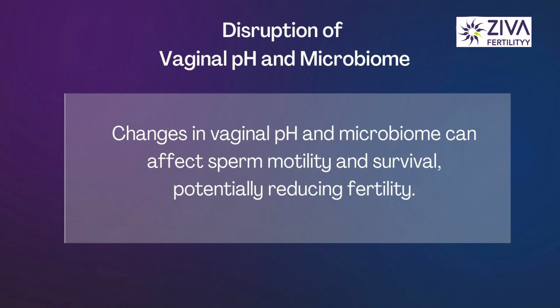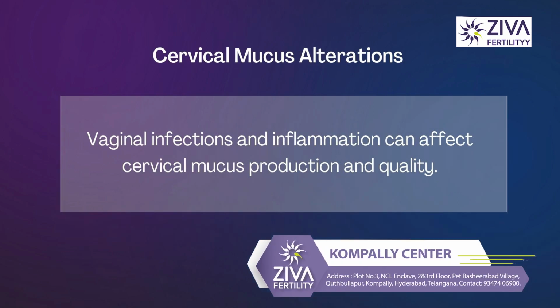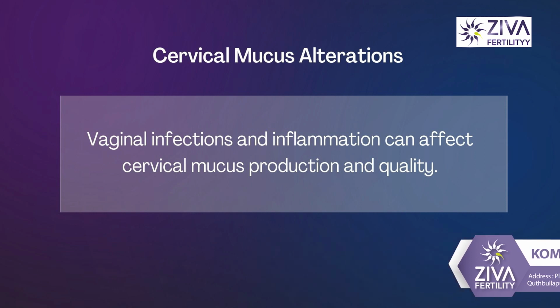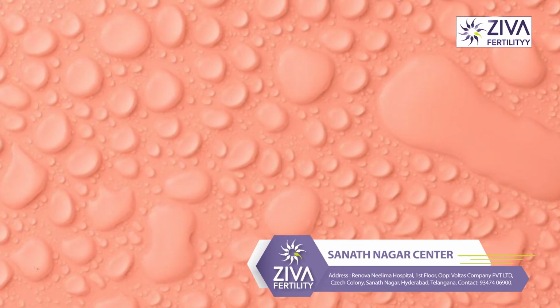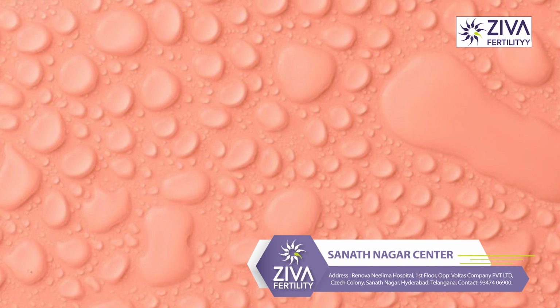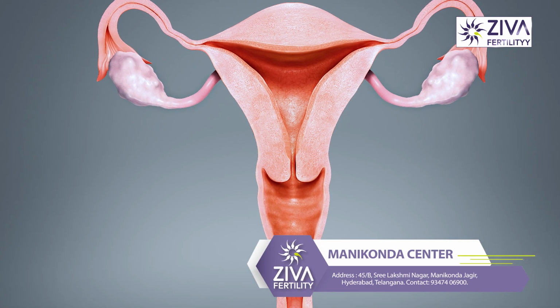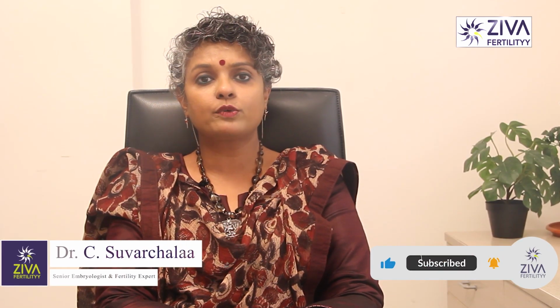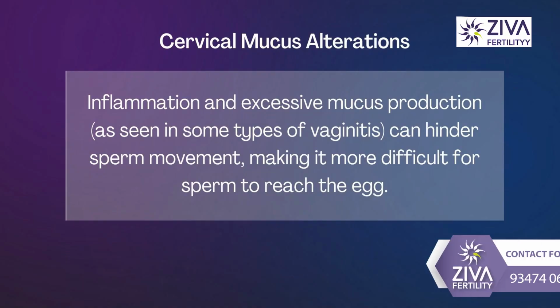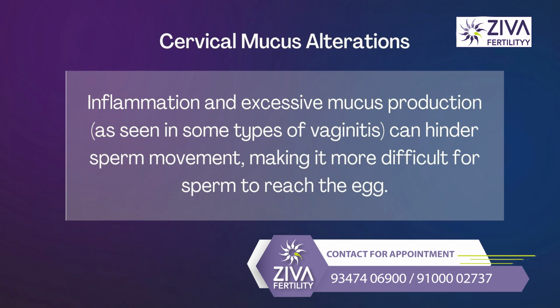The next effect of vaginitis is cervical mucus alteration. Vaginal infections and inflammation can affect cervical mucus production and quality. Healthy cervical mucus is essential for sperm transport through the cervix and into the uterus. Inflammation and excessive mucus production, which is seen in some types of vaginitis, can hinder sperm movement, making it more difficult for sperms to reach the egg.